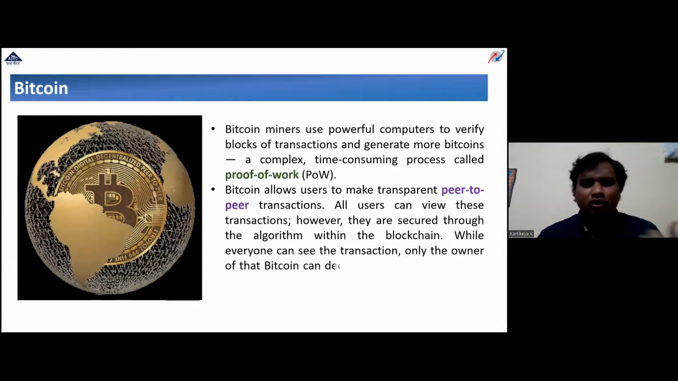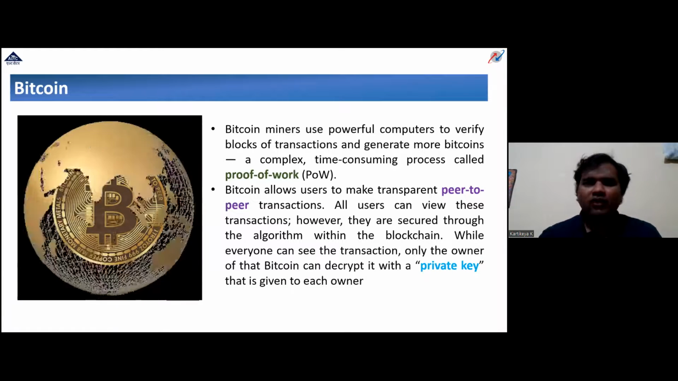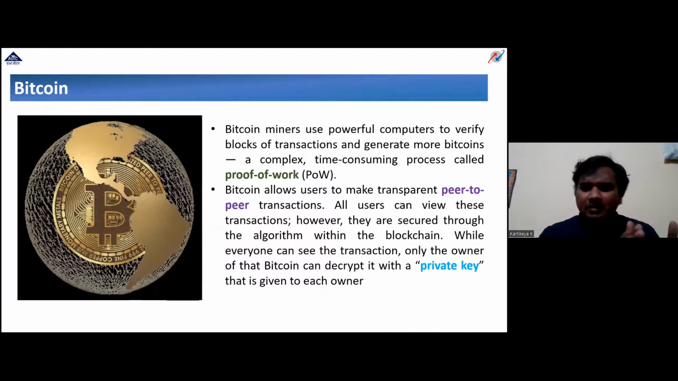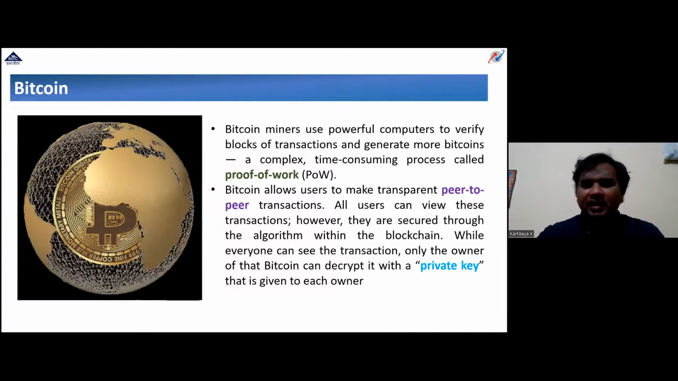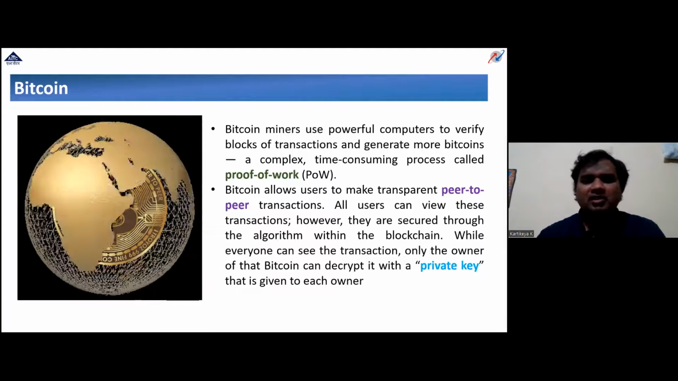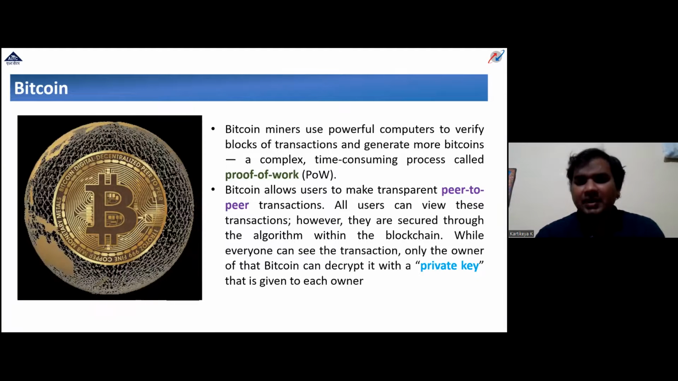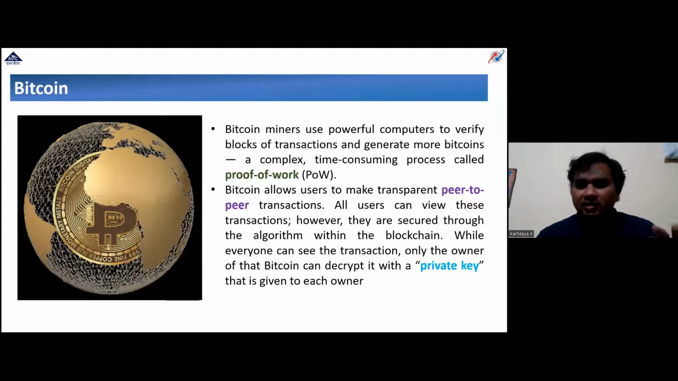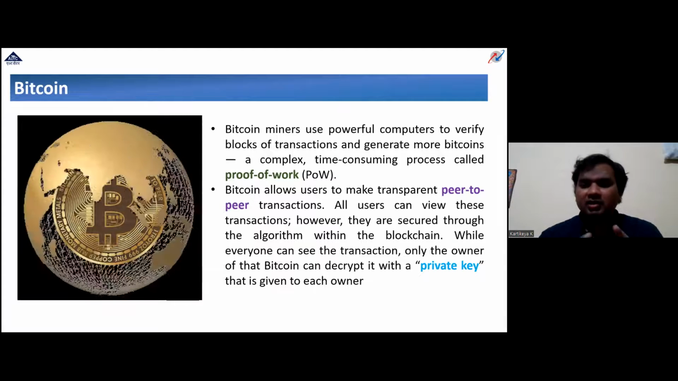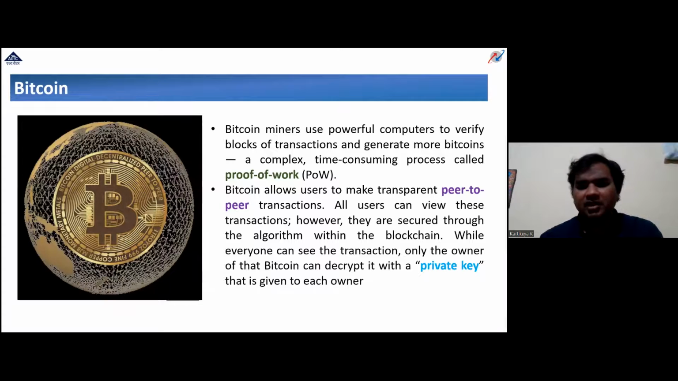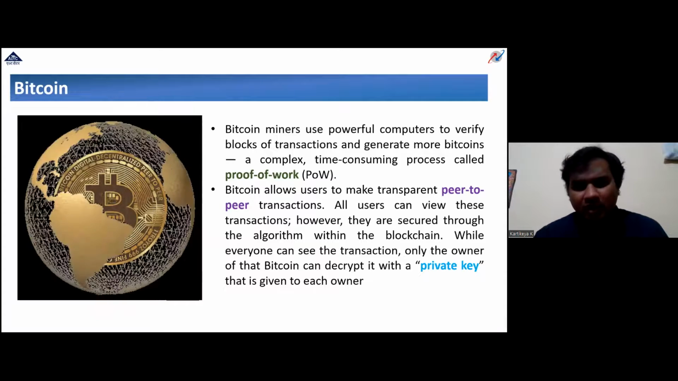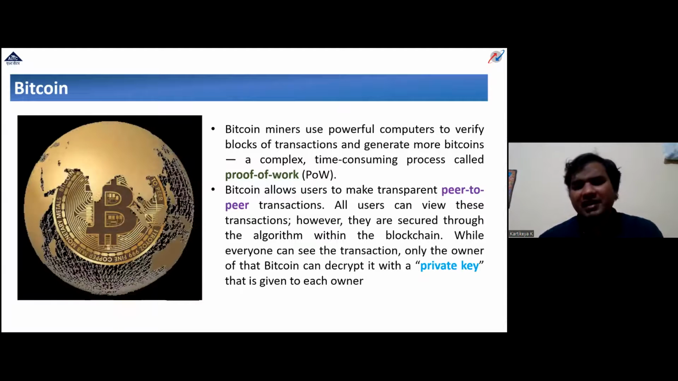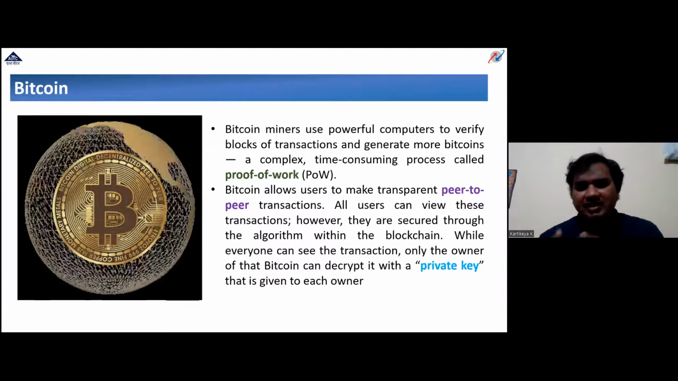In the previous slide, we saw that Bitcoin is very hard to reverse, very hard to fake, and the ledger is accessible to everyone, right? These are only some of the advantages. The other advantages are that Bitcoin allows users to make transparent peer-to-peer transactions. All are transparent. All users can view these transactions. However, they are secured through the algorithm within the blockchain. That means even though everyone can see the transaction, only the owner of the Bitcoin can decrypt it with the private key that is given to each owner.